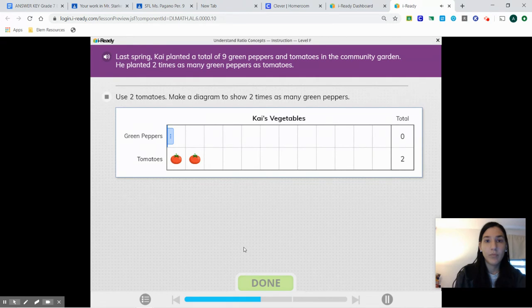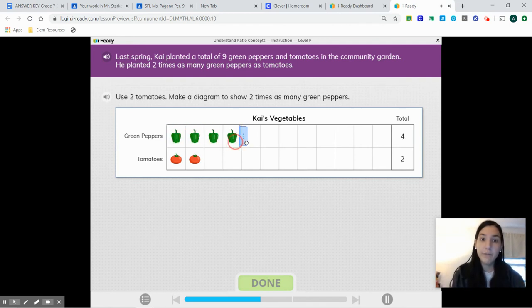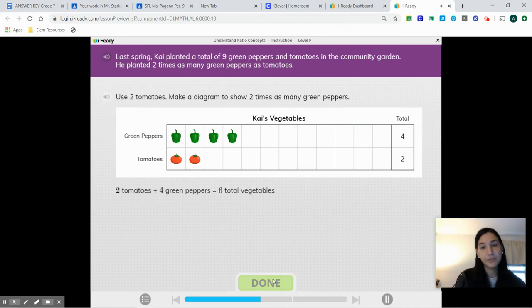Use 2 tomatoes. Make a diagram to show 2 times as many green peppers. Okay, so we have 2. We want 2 times as many. So 2 times 2 is 4. So we're going to put in 4 green peppers. And now we have 4 green peppers, 2 tomatoes. That's only 6 though, so we have to keep going. 2 tomatoes plus 4 green peppers is 6 total vegetables. We still need more, so let's try again.